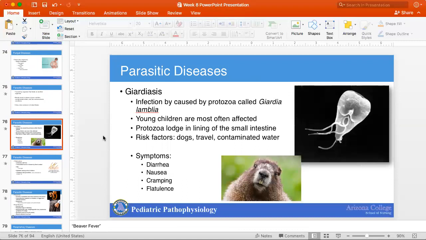Giardiasis, an infection caused by the protozoa Giardia lamblia. Young children are most often affected, and the protozoa lodge in the lining of the small intestine. Risk factors are dogs, travel, and contaminated water. And then you see some of the symptoms there.